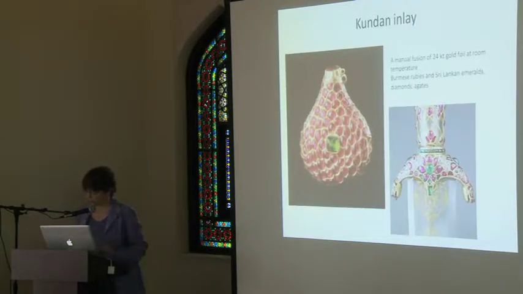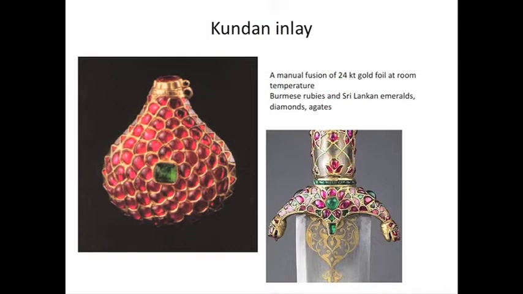The Kundan inlay work, it's 24 karat gold foil, and as I said, worked at room temperature. The gems are hot, and that's how they're heated, and that's how they're set into the gold. Most of these are Burmese rubies and Sri Lankan emeralds. Diamonds and agates also are used in the hilt of the sword there, or the dagger there.